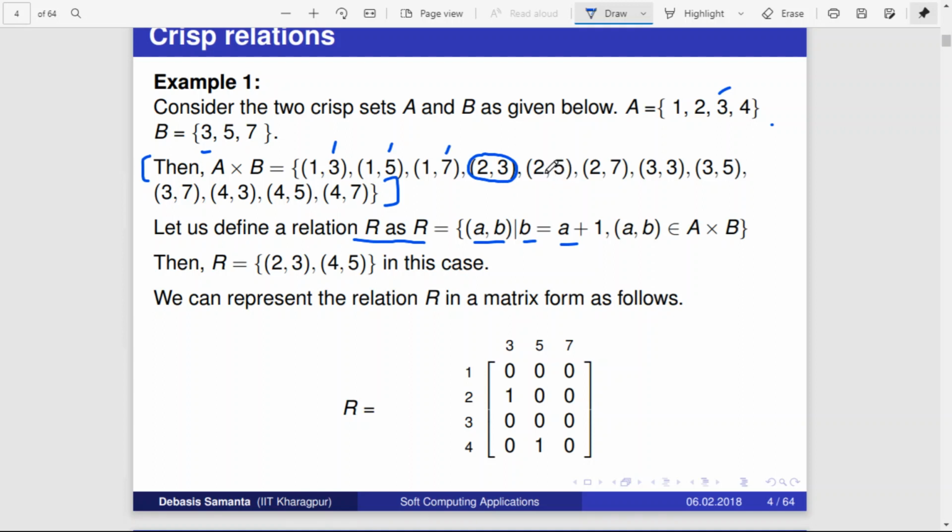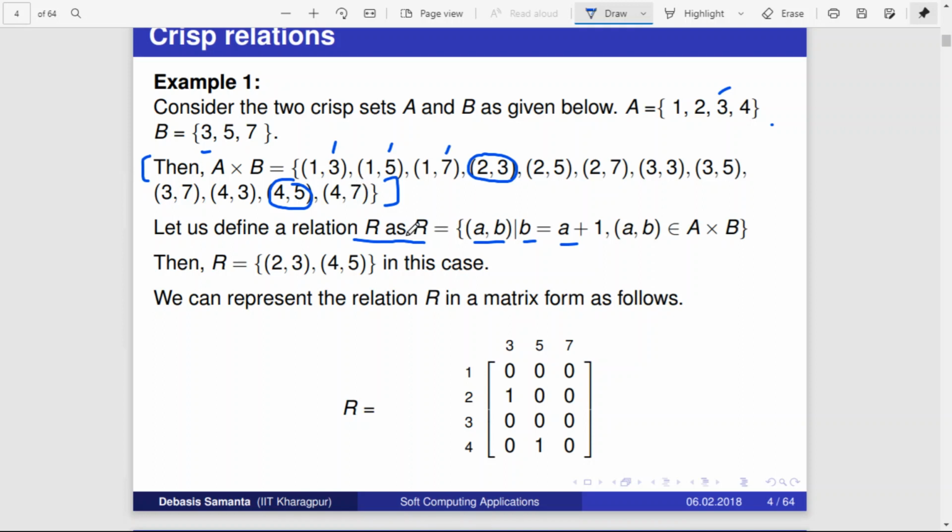Similarly, if you see this, 2 plus 1 is 3. That is not equal to 5. 2 plus 1 is 3. That is not equal to 7. 3 plus 1 is 4. That is not equal to 3, not equal to 5, and not equal to 7. 4 plus 1 is 5. That is not equal to 3. 4 plus 1 is 5. It is equal to 5. So this is another element that can come into the relation R. 4 plus 1 is 5, which is not equal to 7.